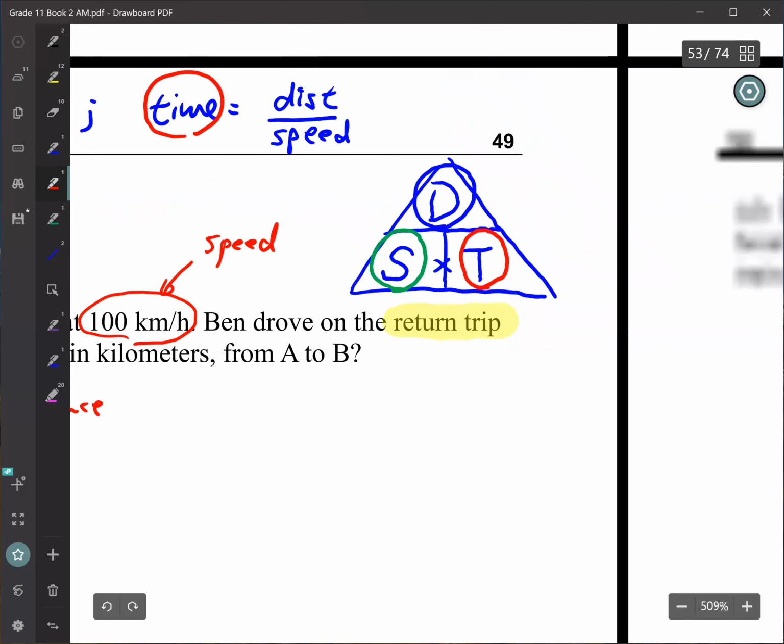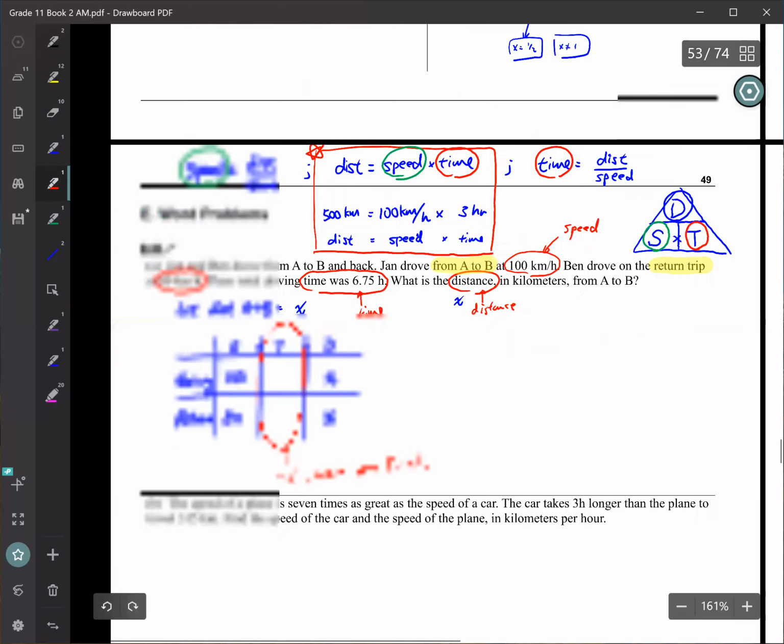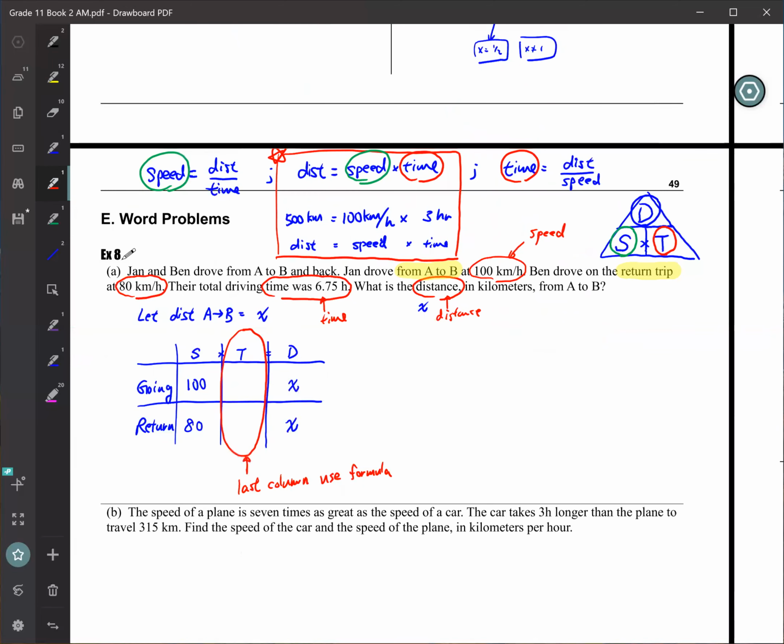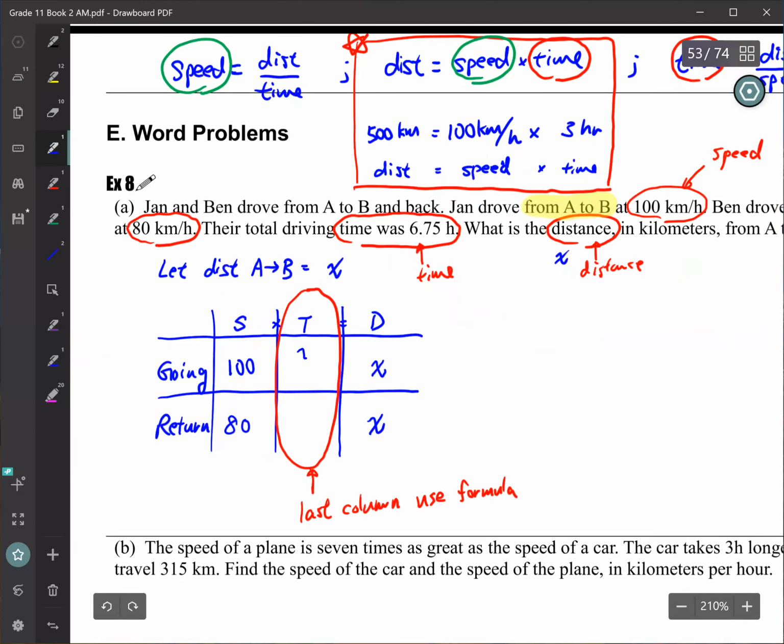Okay, let me zoom out, see the chart. Time is distance over speed. So distance is x, speed is 100. So this is what you put inside the time. Okay. And then for the return time, it will be distance for the return divided by the speed for return. Okay, so you will always have one last column to fill out, and that needs a formula.